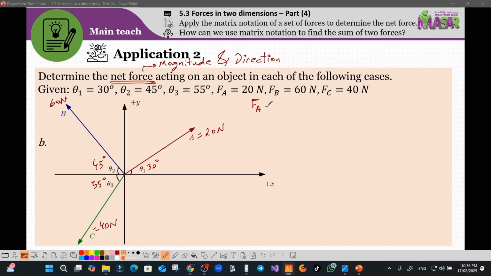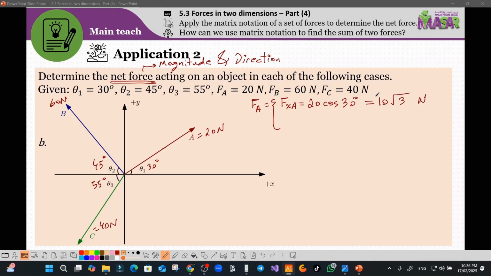F of A. Now, what will be the type of angle here? The type of angle is the x type. So the F cosine should be applied for the x component. So let me write here that F of XA is written as the magnitude of the force multiplied by the cosine of 30. So let me write it directly: 20 cosine of 30, and the answer is 10 radical 3.